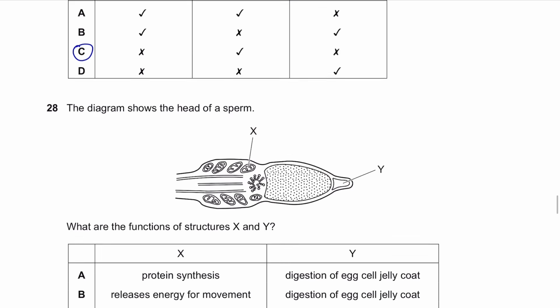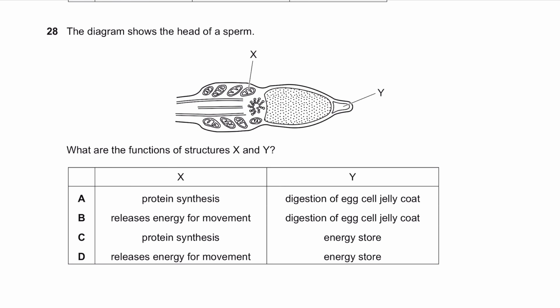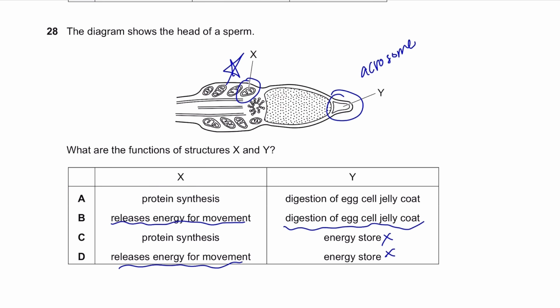Question 28. The diagram shows the head of a sperm. What are the functions of structures X and Y? Well, X, again, this is the famous mitochondria. And like I just said, they carry out aerobic respiration and produce energy. So it's this, releases energy for movement. Then Y, it's the front part of its head. It's called the acrosome. And it contains chemicals that can help it to enter the egg cell. So it's definitely not energy store, and it's more of digestion of egg cell jelly coat. The answer is B.